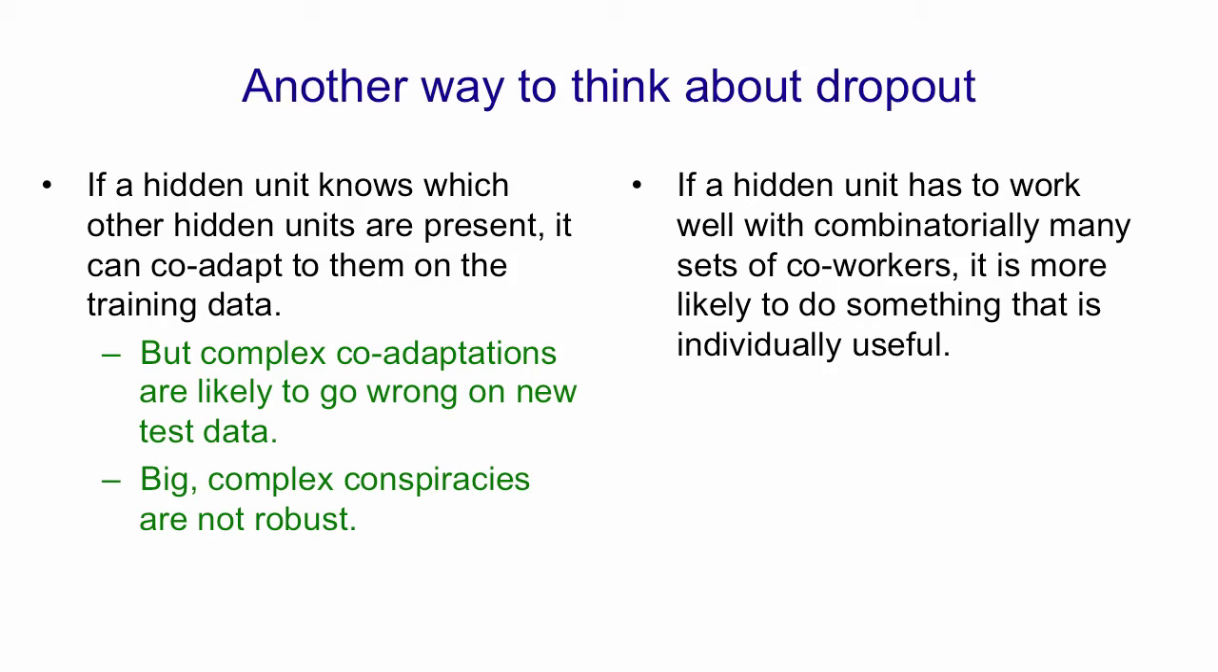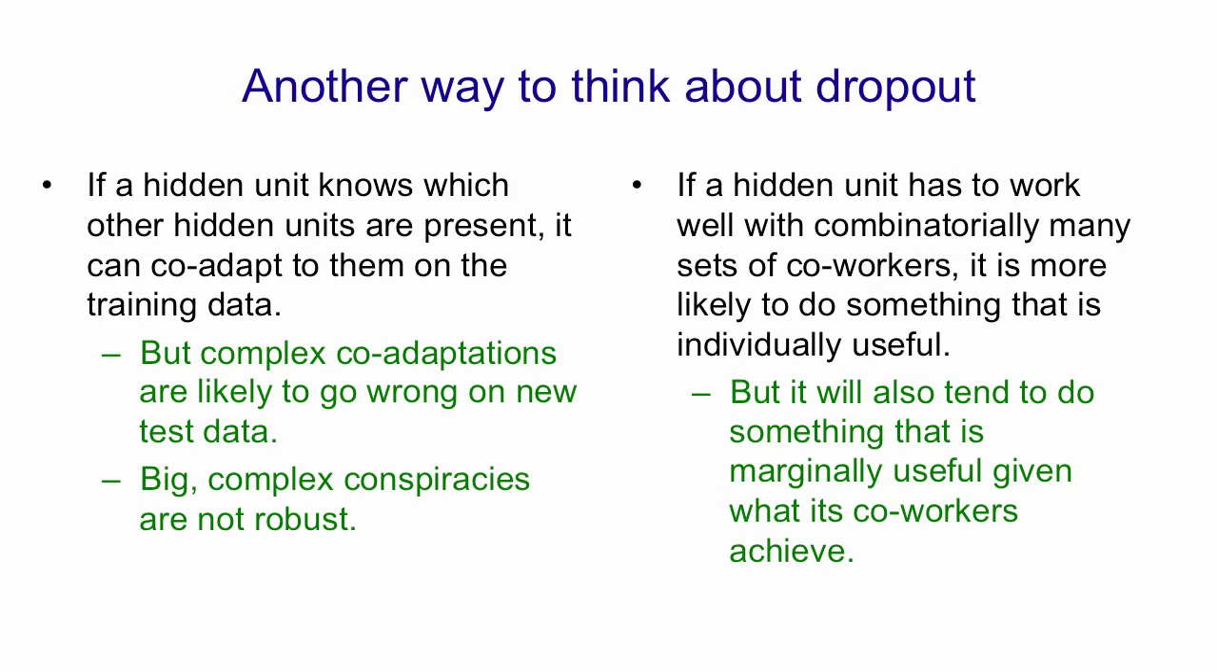So by using dropout, we force a hidden unit to work with combinatorially many other sets of hidden units. And that makes it much more likely to do something that's individually useful, rather than only useful because of the way particular other hidden units are collaborating with it. But it's also going to tend to do something that's individually useful and is different from what other hidden units do. It needs to do something that's marginally useful, given what its co-workers tend to achieve. And I think this is what's giving nets with dropout their very good performance.